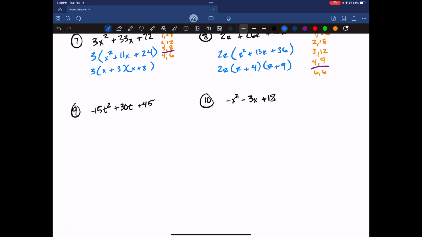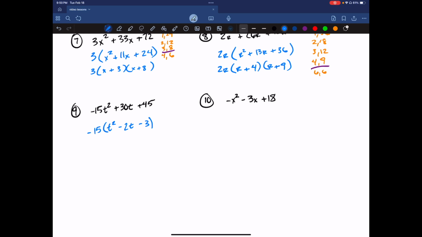Okay, now I mentioned earlier that we want that number in front to be 1, and we want it to be a positive 1. Okay, so each of these has a 15 in it. But because I want that first term to also be positive, I'm going to take out a negative, and so it's going to be a negative 15. When I do that, I get a positive t squared, a minus 2t. I have to change the sign, and a minus 3. Okay, so it changes all the signs. Okay, so here we go.